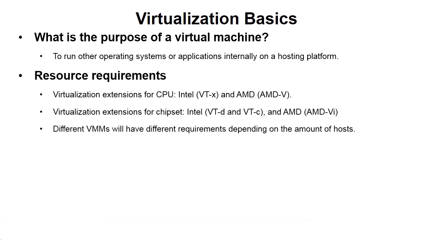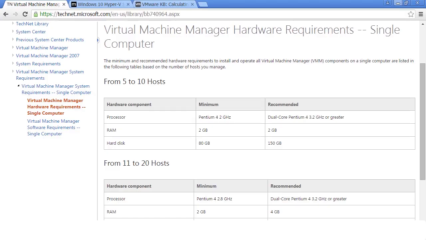Now, different virtual machine managers will have different requirements, and this also depends on the amount of hosts that you'll be supporting within that software. If you look here, I have an older system from Microsoft, Virtual Machine Manager 2007, and this shows what types of requirements you need if you have 5 to 10 hosts, or if you have 11 to 20 hosts. And you can see the recommended processor is about the same, but the RAM goes up and the hard drive space goes up. Now, newer systems will need even more.